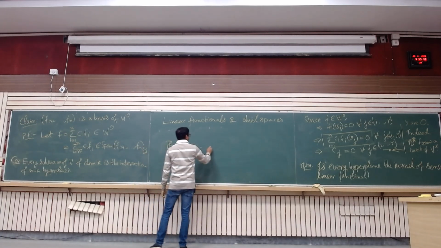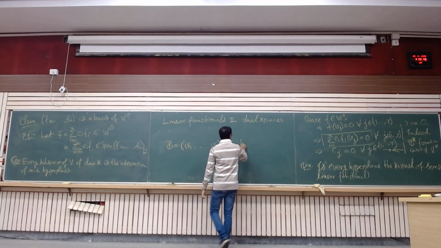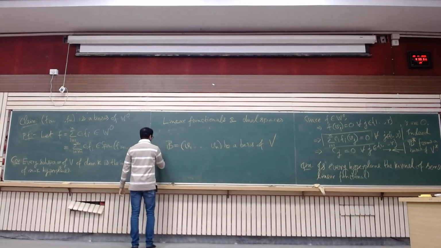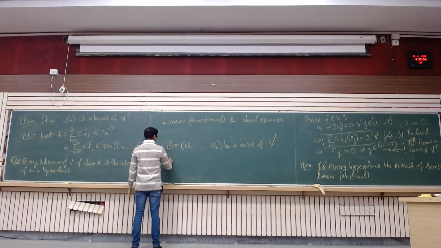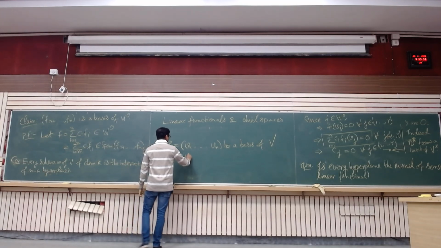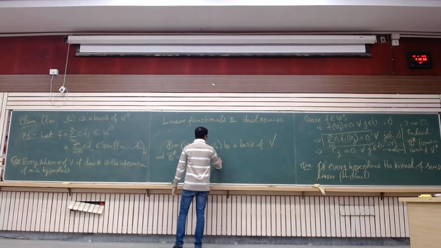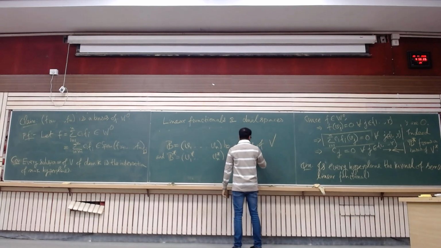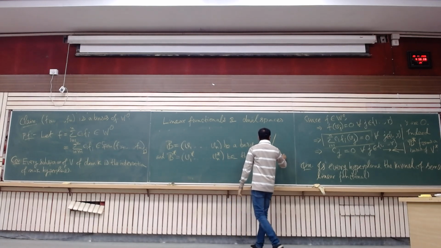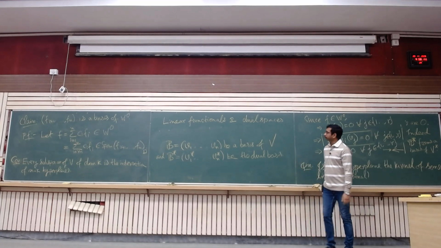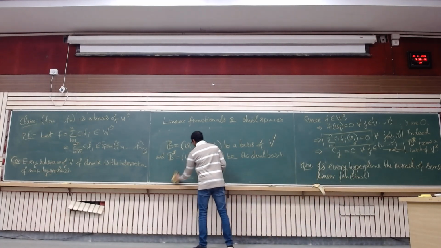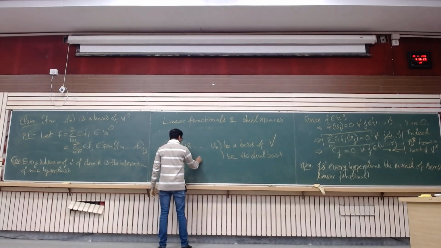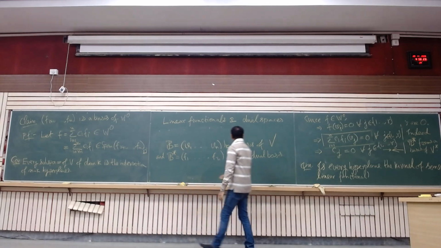Let v1, ..., vn be a basis of V, and let B star, which is equal to f1, ..., fn, be the dual basis.